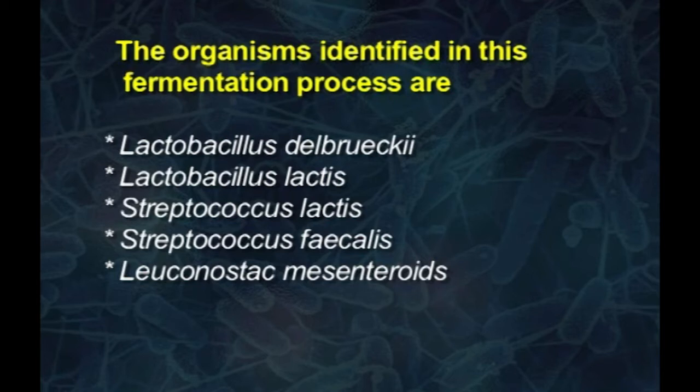The organisms identified in this fermentation process are Lactobacillus delbrueckii, Lactobacillus lactis, Streptococcus lactis, Streptococcus faecalis, and Leuconostoc mesenteroides. During fermentation, Leuconostoc mesenteroides and Streptococcus faecalis develop concomitantly in the soaking stage and then continue to multiply following grinding. Leuconostoc mesenteroides is considered to be the microorganism essential for leavening of the batter and is also responsible, along with S. faecalis, for acid production in idli, dosa, and other related products.